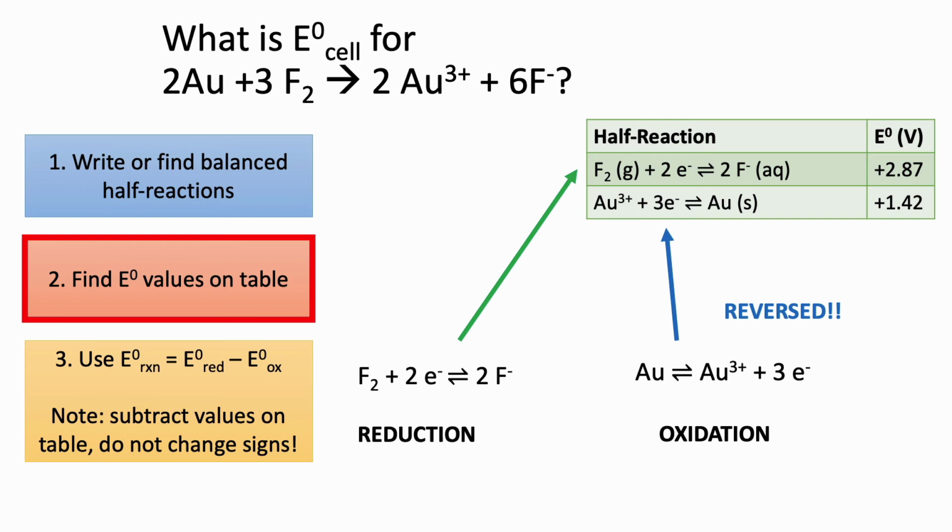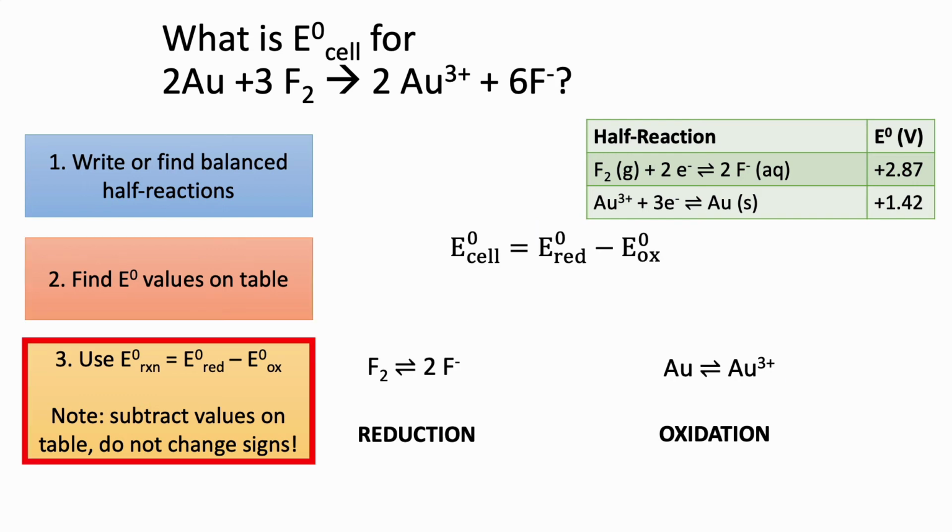Our gold reaction is the oxidation reaction. So now we're going to take that information and plug it into our equation. Remember, the fluorine is our reduction reaction, so that's going to be 2.87 minus our oxidation reaction 1.42, and that ends up being 1.45 volts.